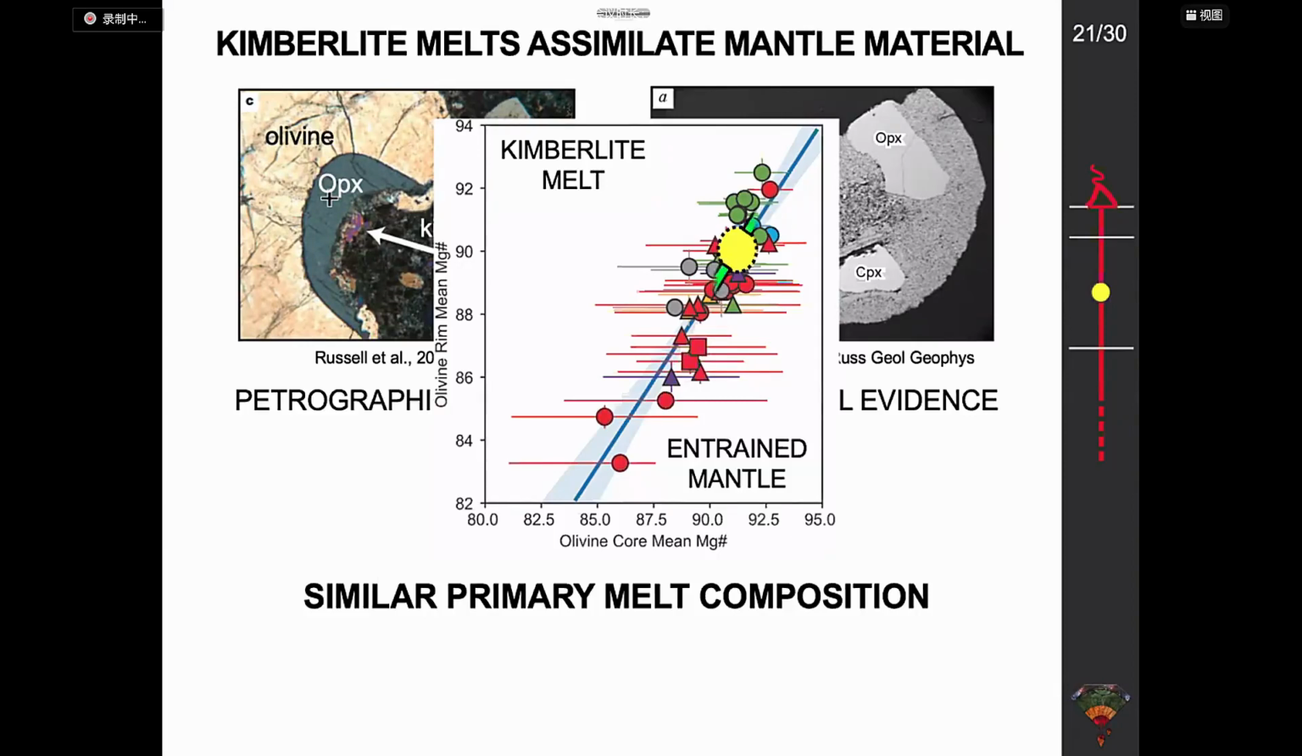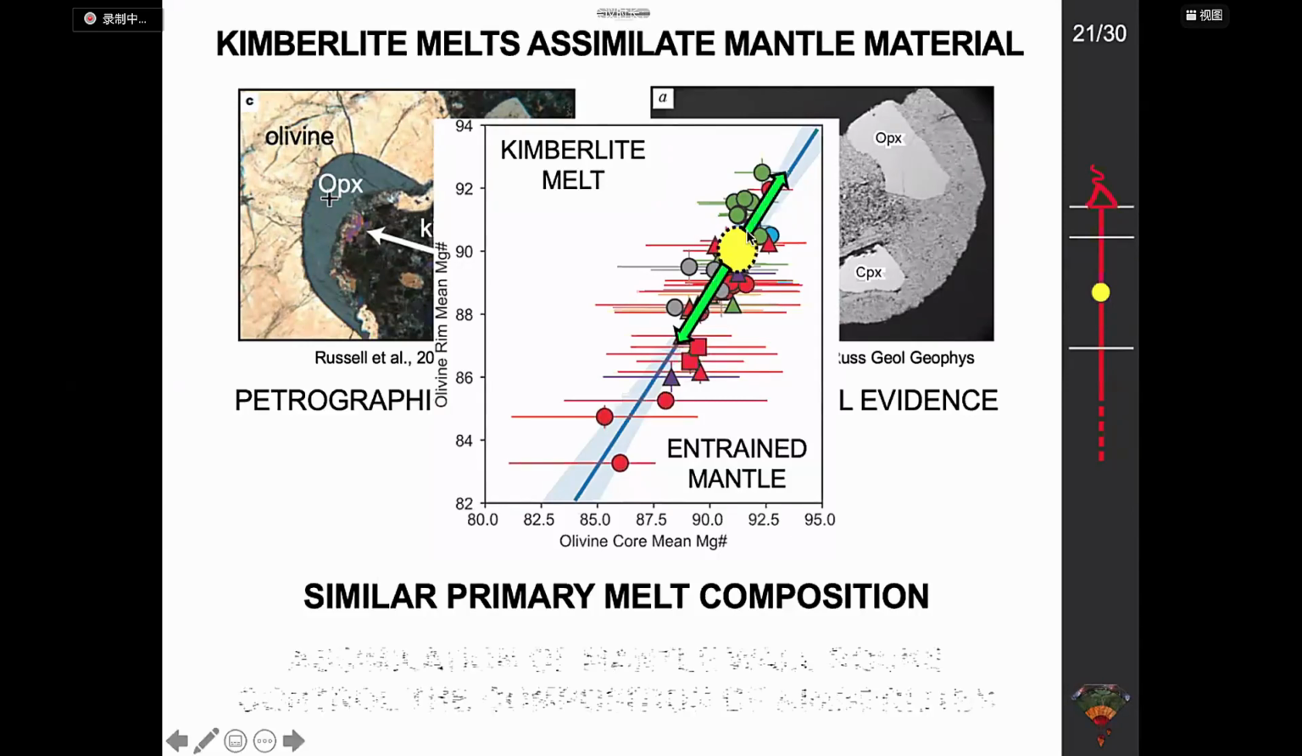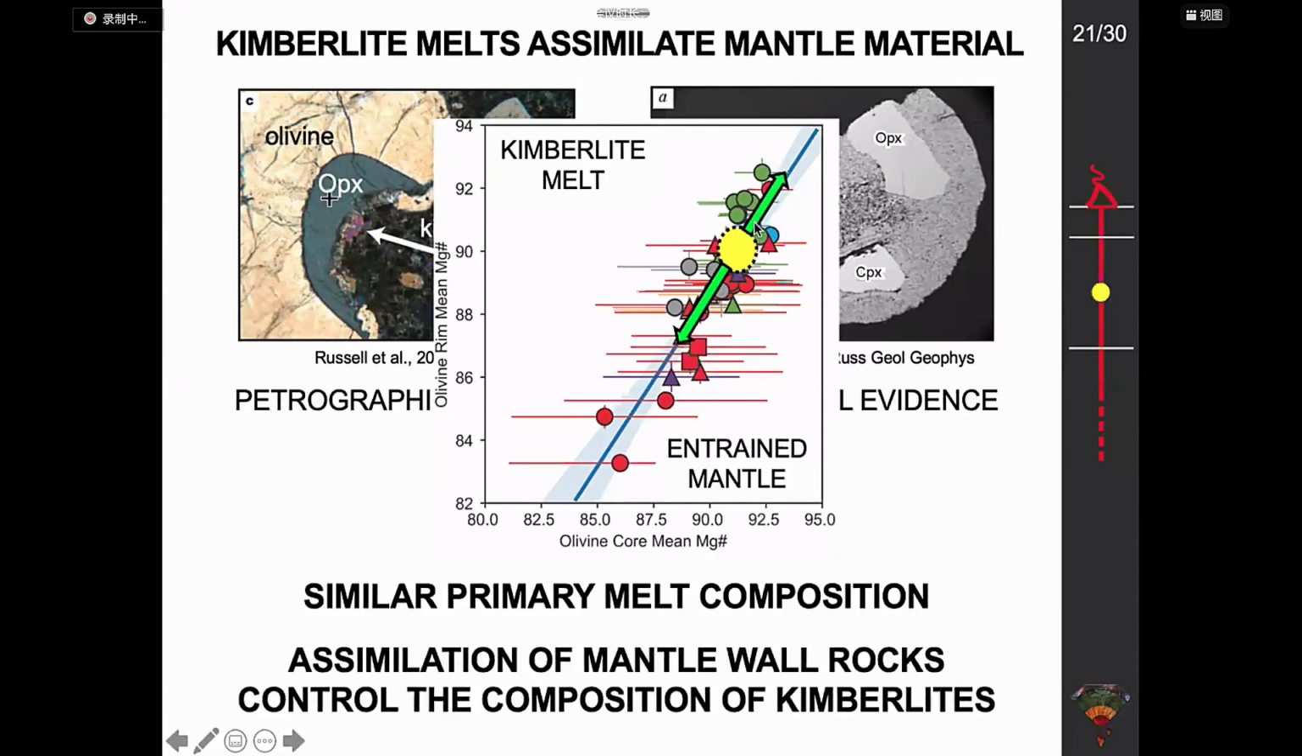What assimilation does is simply to move the composition of the kimberlite melt, and therefore the composition of the olivine rim, so the magnesium number of the olivine rim, up or down this chart.